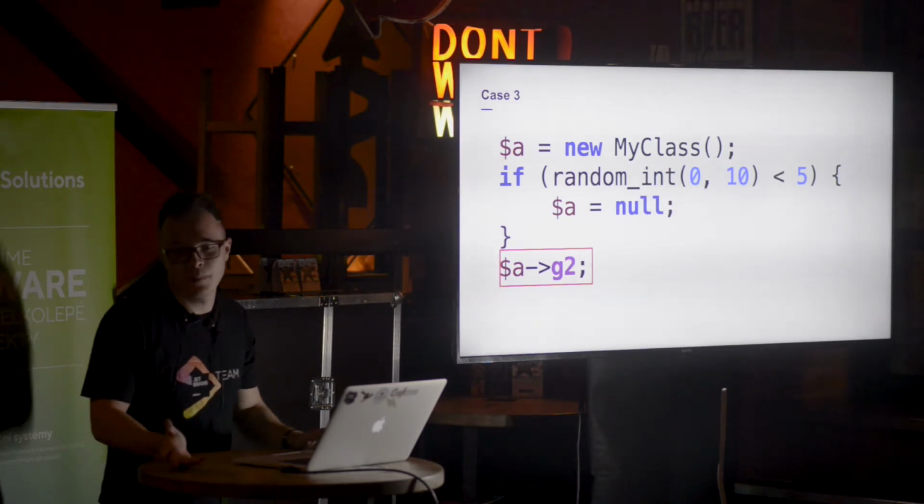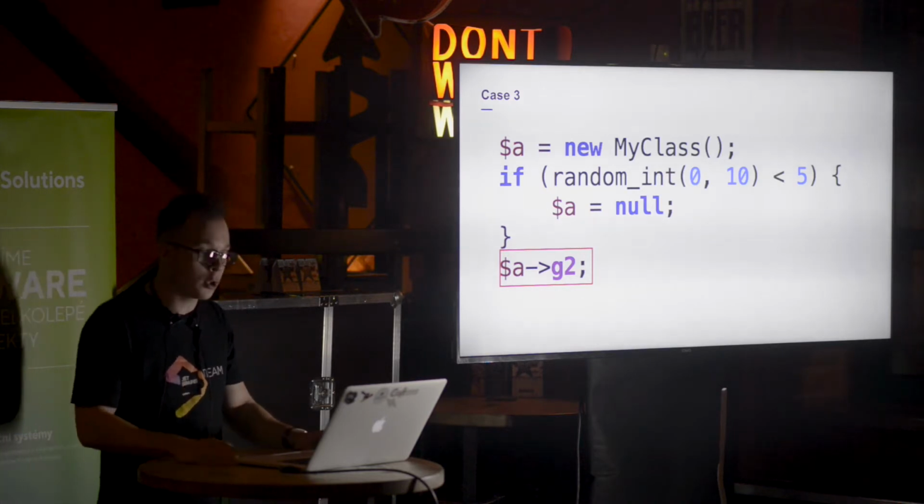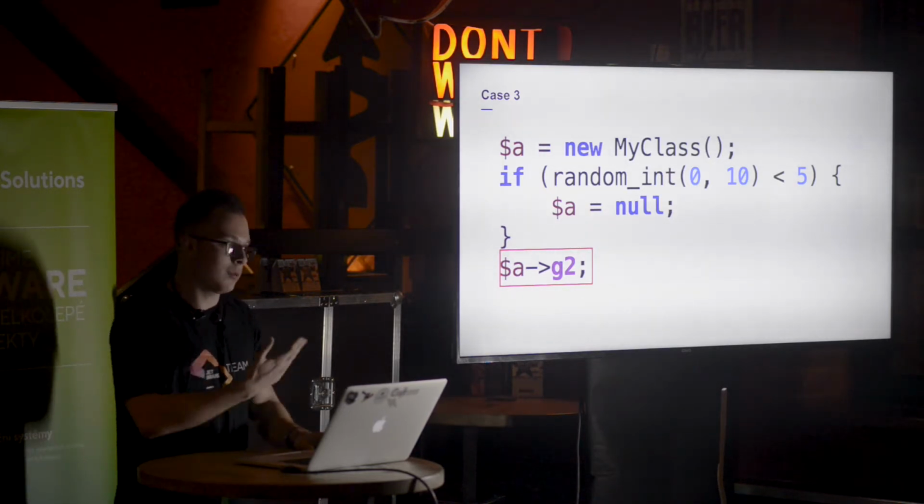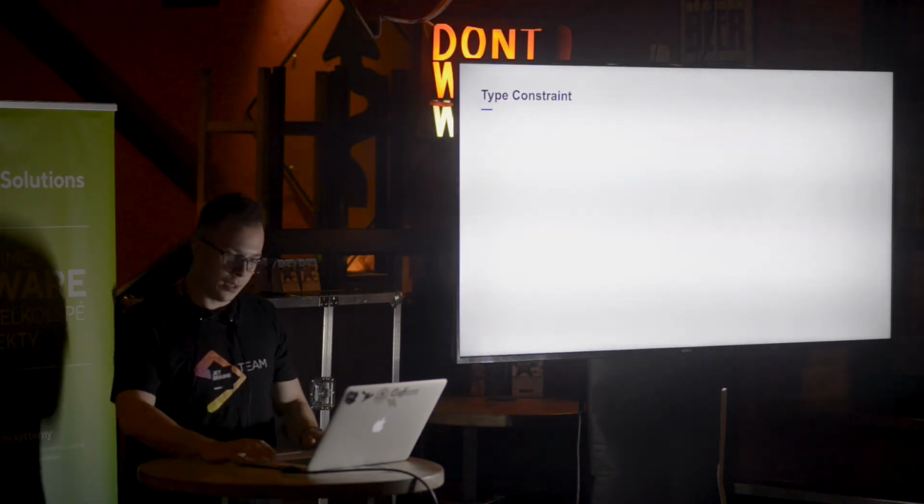So we will basically run the search before publishing our code, so we will make sure that it has no such errors. How can we do that? We can do that by type constraint.